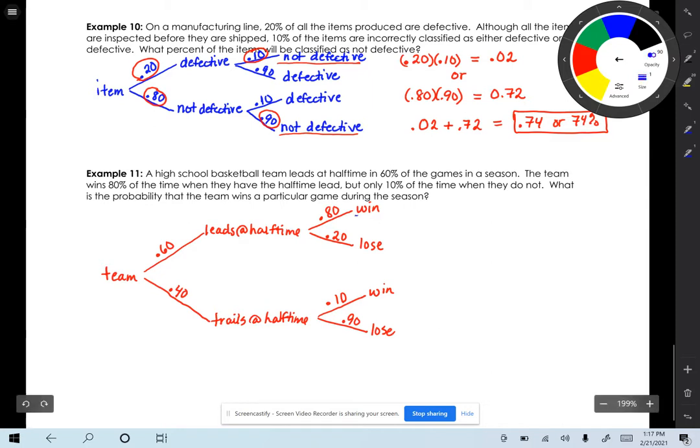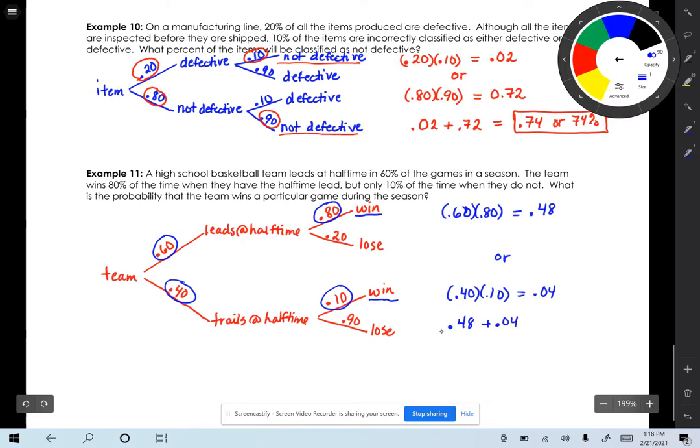So you want to follow the win. So this times that, or that times that. So we have 0.60 times 0.80, which gives us, when you multiply those out, 0.48, or we do 0.40 times 0.10, which is 0.04, and then add those two probabilities together. So you have 0.48 plus 0.04, that gives us 0.52, or 52%.